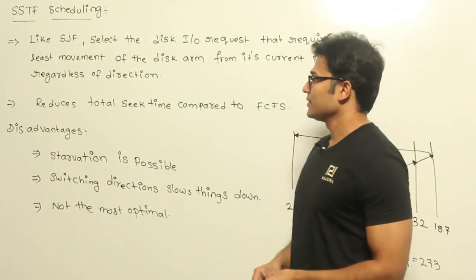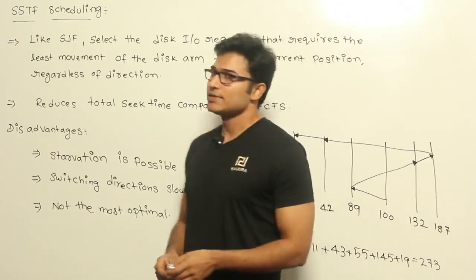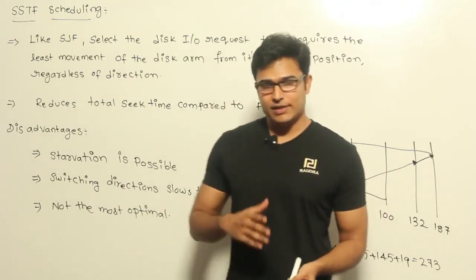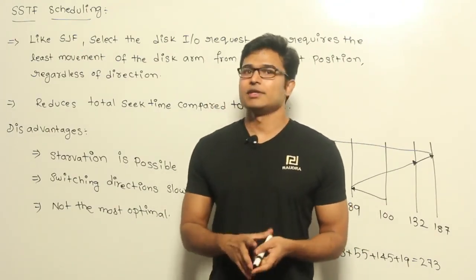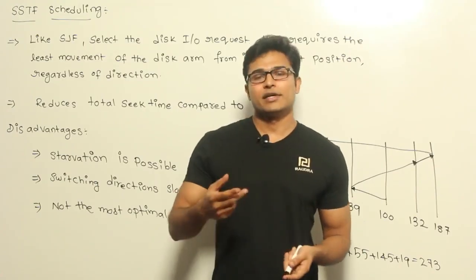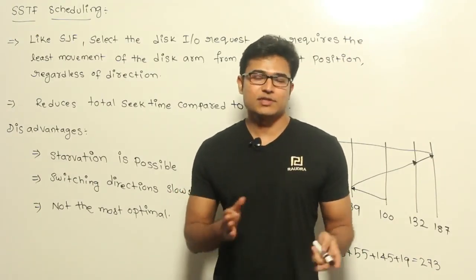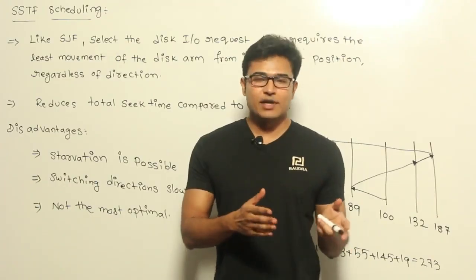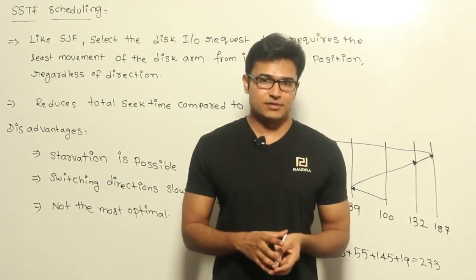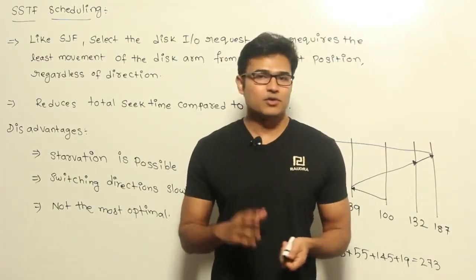Now let's see SSTF, shortest seek time first. Just like SJF, shortest job first. See, in SJF what did we do? We have taken the jobs in the ascending order of their burst times. Whichever is having the shortest burst time, we had taken it and executed it first, right? Similarly here also we are going to do the same thing.